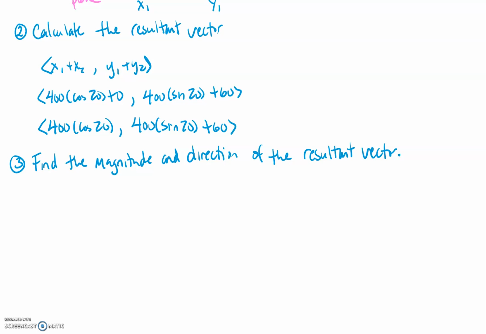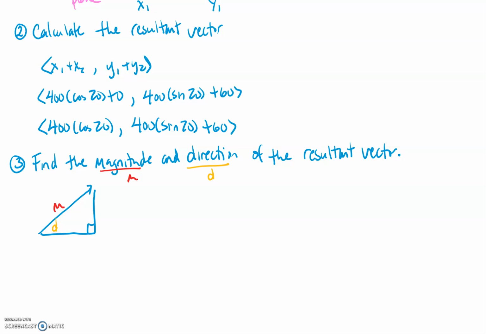Remember, the components of the vector tell us the change in x, the change in y, which leads us from the initial to the terminal point. So my magnitude, which I'm going to call m, is the hypotenuse, right? The direction, which I'm going to call d, is the angle it makes with the horizontal, with the change in x.